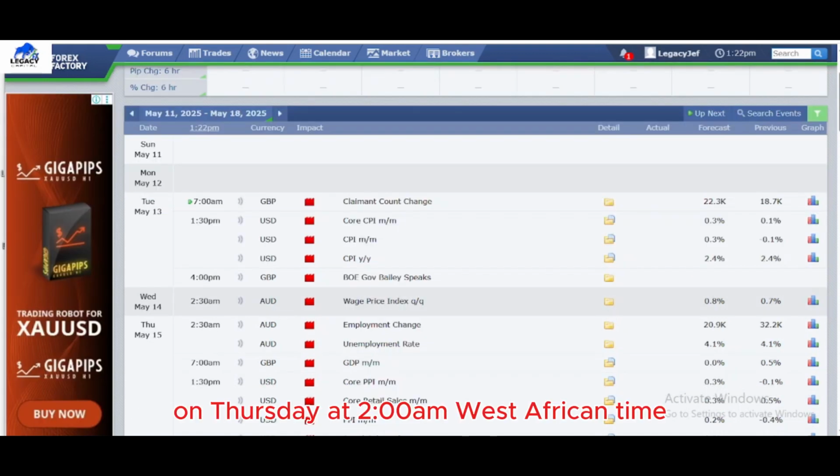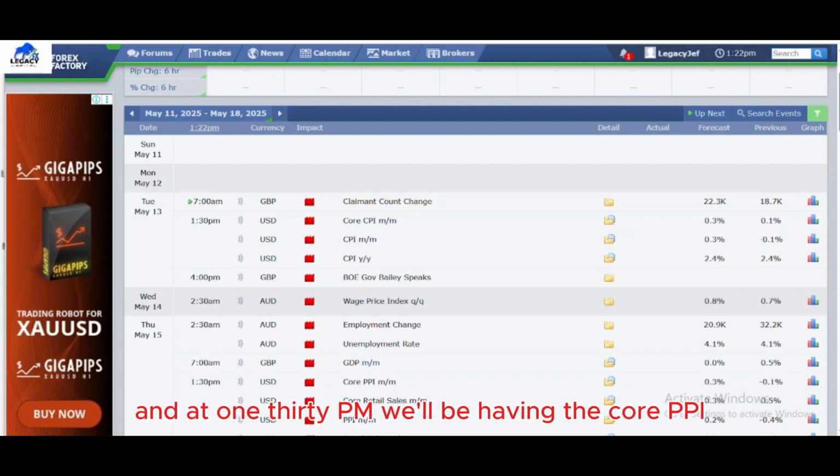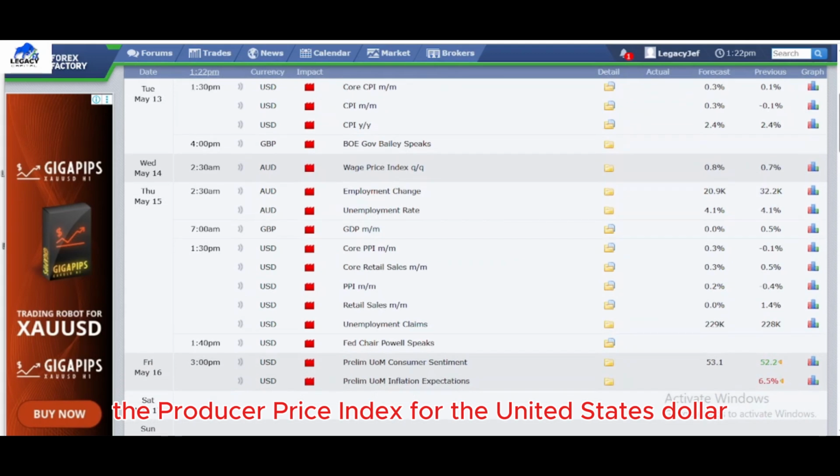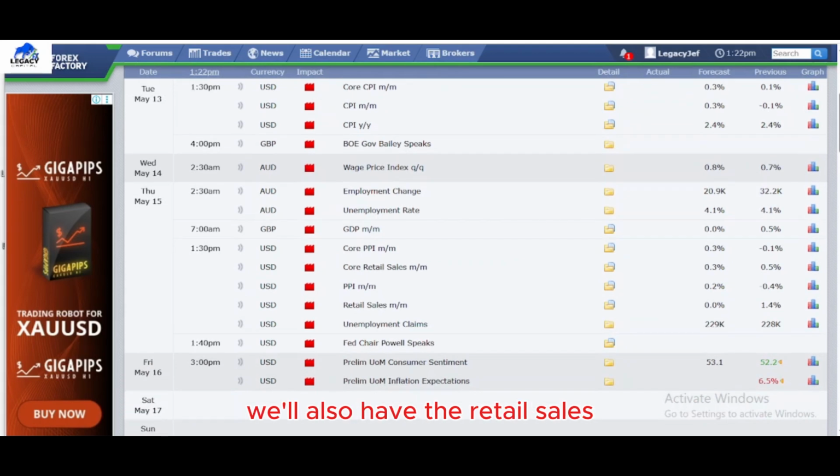On Thursday, at 2:30 a.m. West African time, we'll be having employment change and we'll be having unemployment rate. And on Thursday at 7 a.m., we'll be having the gross domestic product for the Great Britain pound. And at 1:30 p.m., we'll be having the core PPI or producer price index, the core retail sales, and of course the producer price index for the United States dollar. We'll also have the retail sales data and unemployment claims.